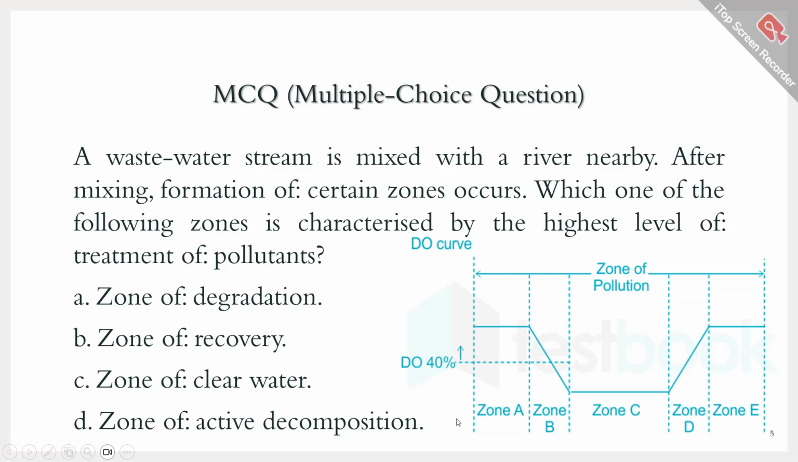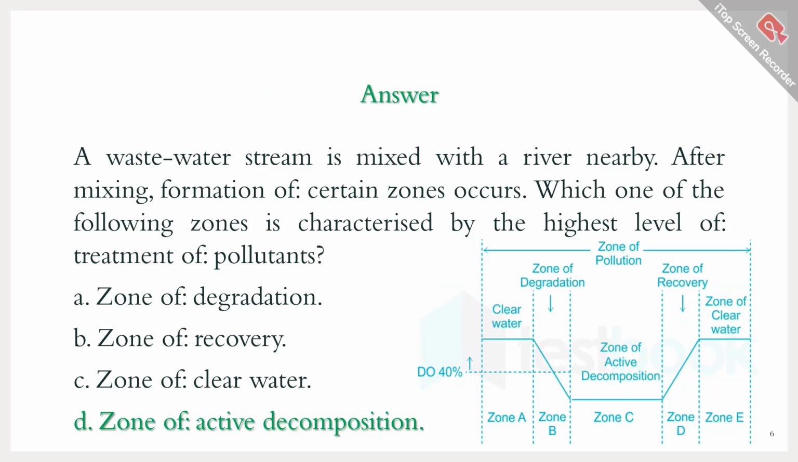So I showed a graph which divides the length of the river into five different types of zones: zone A, zone B, zone C, zone D, and zone E. These zones are respectively called the clear water zone, zone of degradation, zone of active decomposition, zone of recovery, and zone of clear water. All these five zones are together called the zone of pollution.